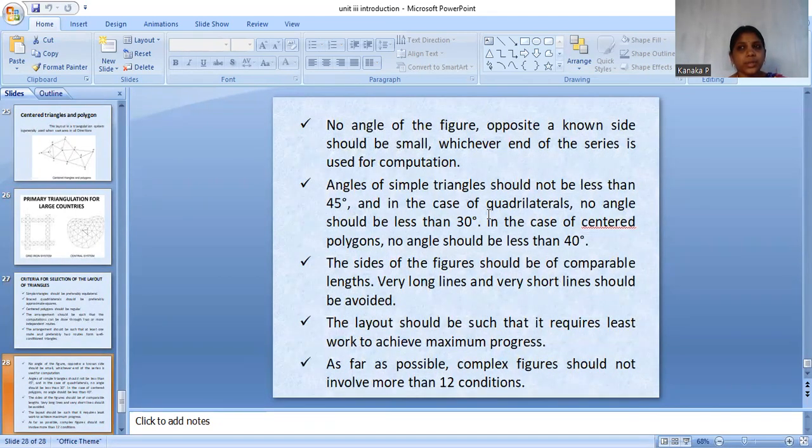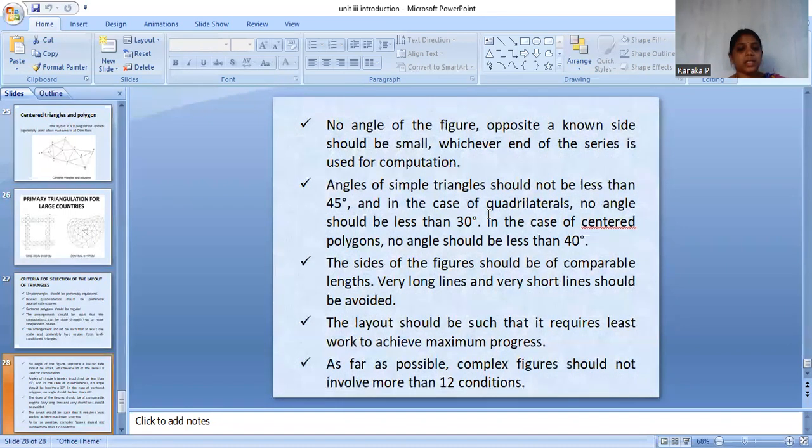The next one is intervisibility and the height of the instrument. Three conditions may be necessary to determine the height of the instrument. The first one is the distance between the stations. The second one is the elevation of the stations. The third one is the intervening ground. These are the following site conditions.